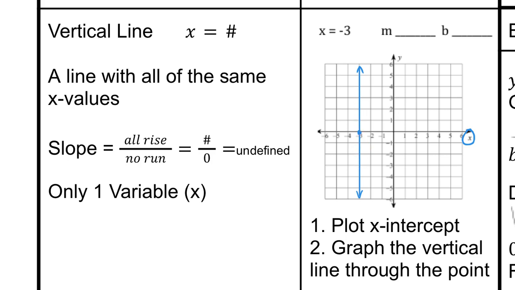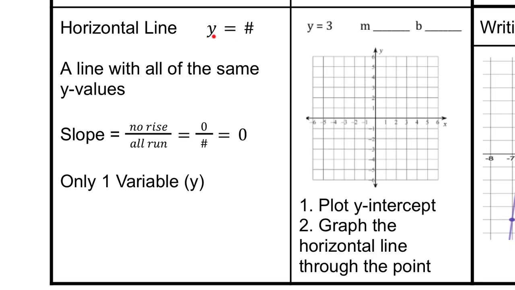They don't go right or left at all. And any number divided by 0 is undefined, so our slope is undefined. The line does not cross the y-axis, so it has no y-intercept or no b value. You might think of it as having an x-intercept at (-3, 0) instead.